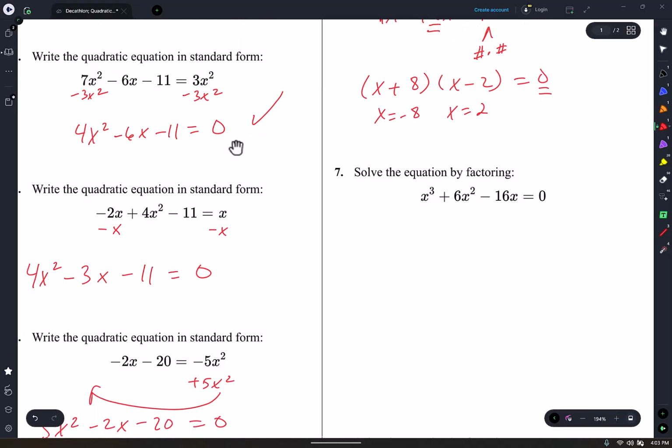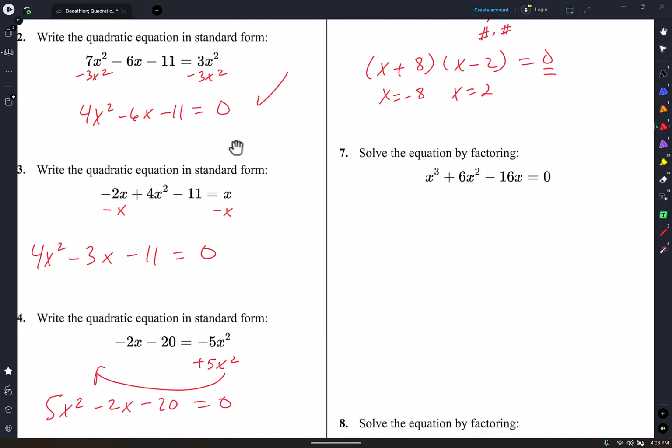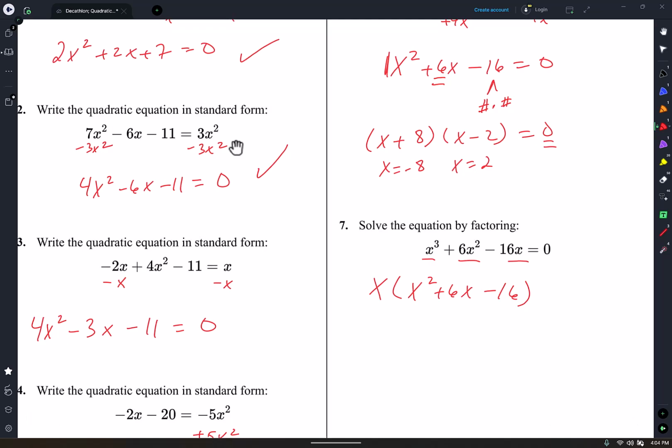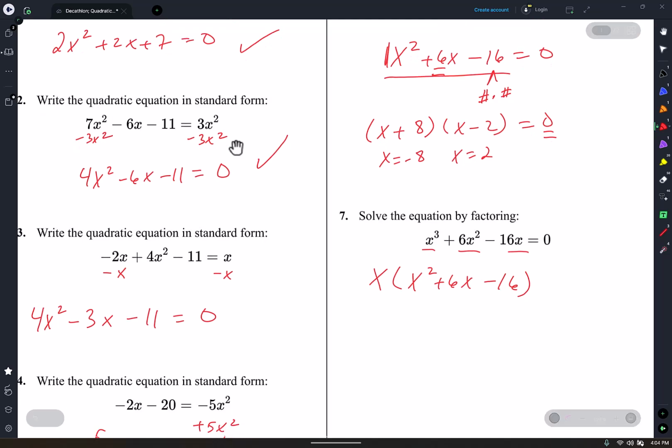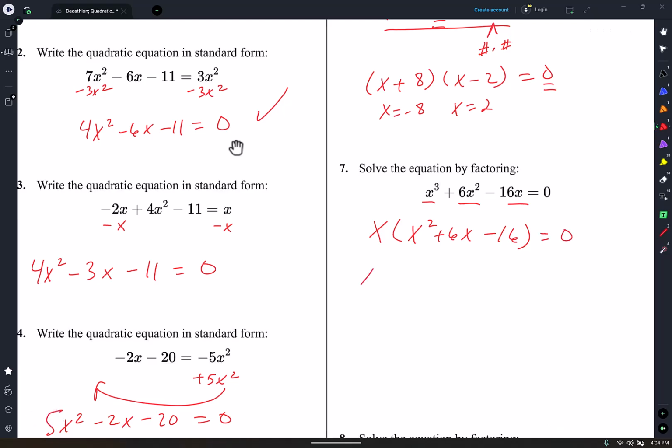All right, question 7. Solve by factoring. The first thing I notice, x cubed, x squared, x: all of them have an x. Factor out an x: x times x squared plus 6x minus 16. Look at that, I have the same expression that I have up here, and all that still equals 0. So I have x times x plus 8 times x minus 2 equals 0. So I still have these two solutions: x equals negative 8, x equals 2. But I have one more. X would also equal what?